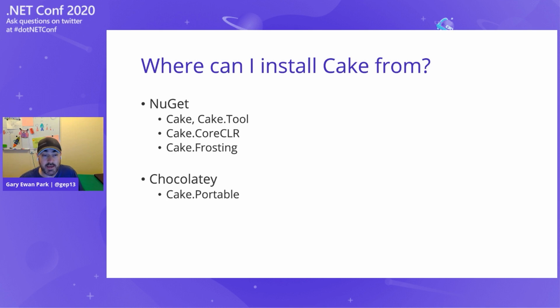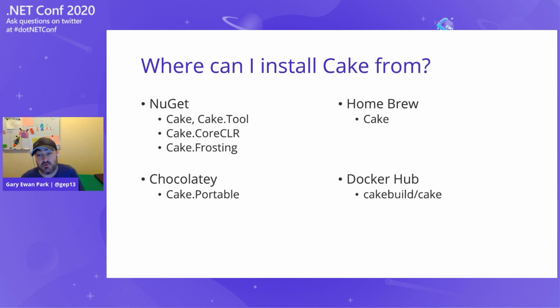If you're on Windows and you want to install Cake globally on your machine, then you can absolutely do that with a Chocolatey package, which is cake.portable. If you're on a Mac, and again you want to have Cake installed globally, then there is a Homebrew package that you can use. Or, depending on your environment, we create a number of Docker containers that you can bring into your build process.